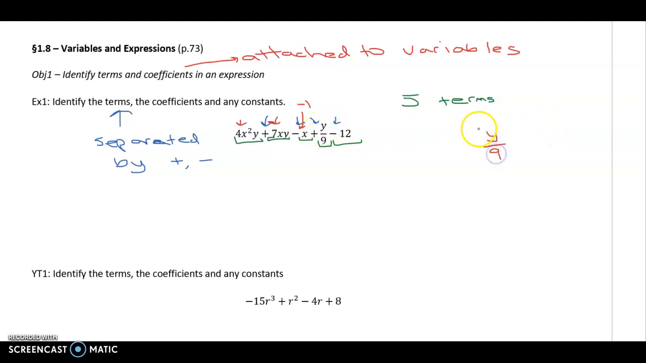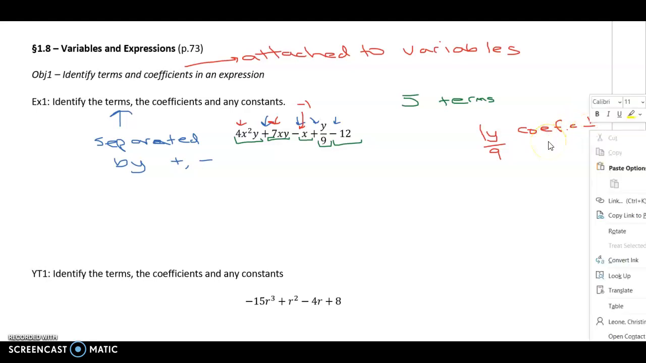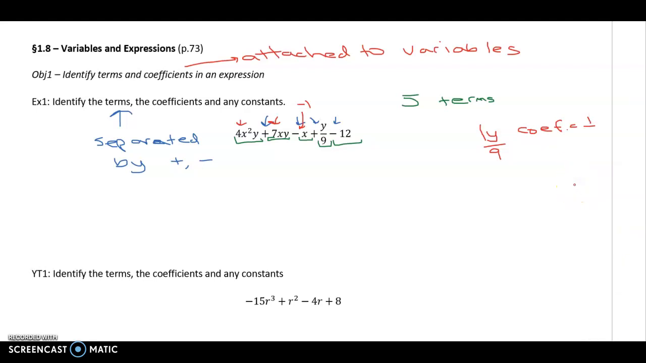This y over 9 is a little tricky. Y over 9, there's a 1 in front of that y, we just don't see it, which means the coefficient is 1 over 9. So anytime you have a variable divided by a number, you put a 1 in front of that variable, and that is a fraction. So in front of the y over 9, the coefficient is considered 1 over 9.